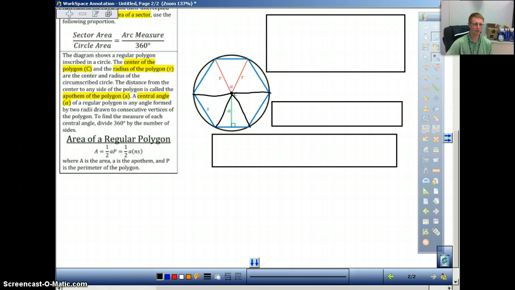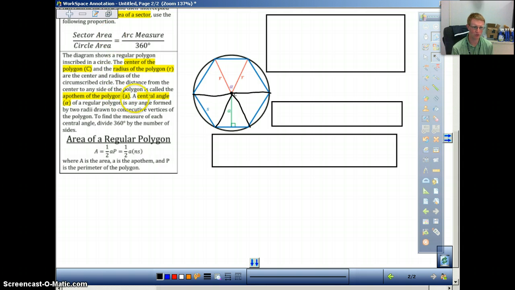The next part: the distance from the center to any side of the polygon is called the apothem. That's this A right here. Why is that the distance to the side of the polygon? Notice how we're going straight down from the middle. It's got to be straight down so that it creates a perpendicular, because that's the smallest distance that we want.